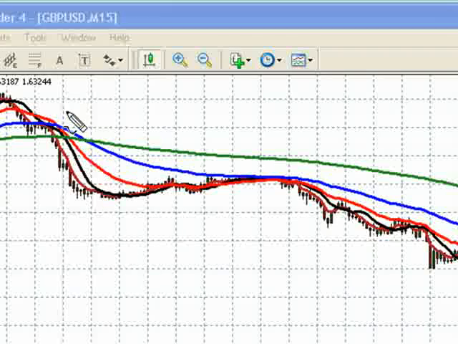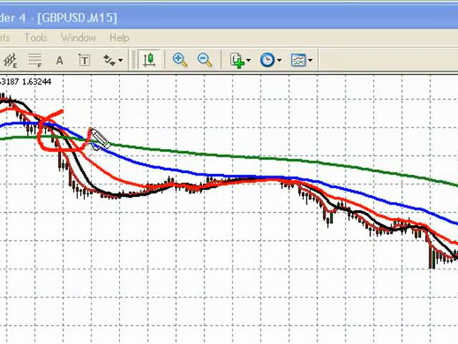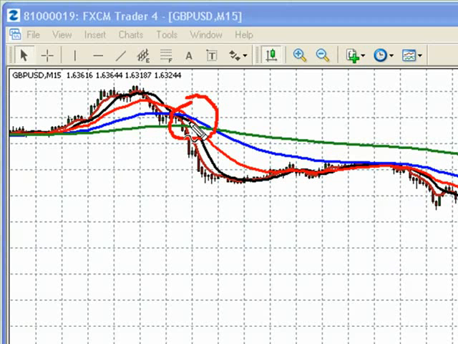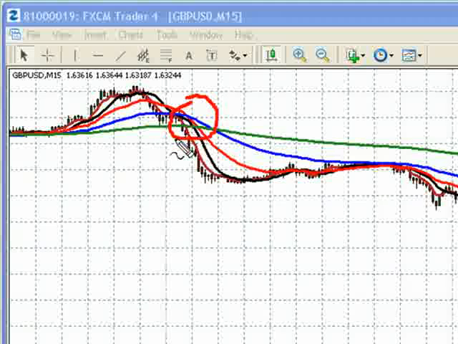Well, look, over here we have a 21/55 cross. It looks like it happened yesterday or so. Nice, 21/55 cross to the downside. The 21 is below the 55. Technically speaking, the market is down. Fantastic. So what do I do with this information?